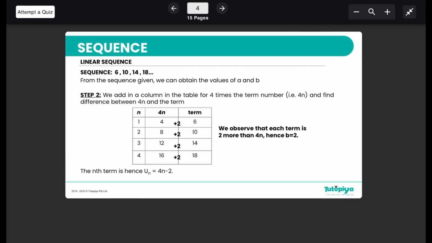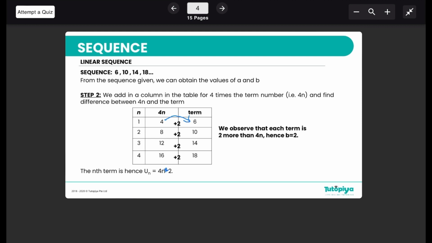So now that we have worked out the value of a, we have to find the value of b. To do that, you can introduce another column to your table, which is 4n. So basically you are multiplying the n value by 4. When you do that, you have 4, 8, 12, 16. After that, from this value, how much do you have to add to get this value? Well, you can see each time you have to add 2. So hence the final equation is 4n plus 2.